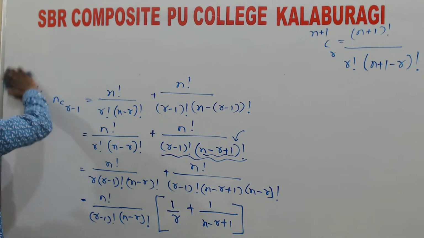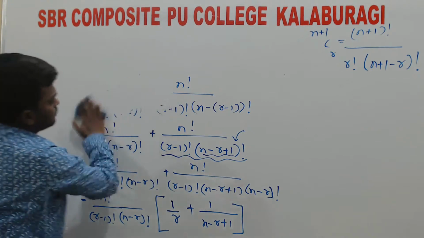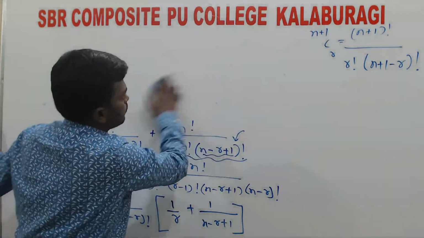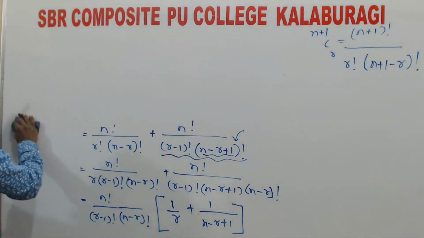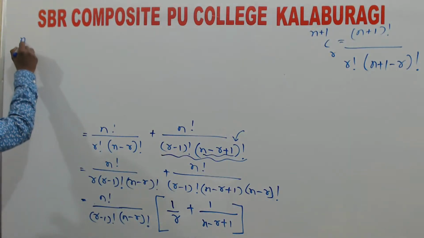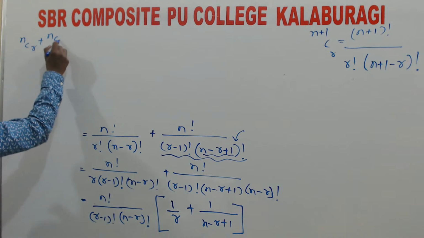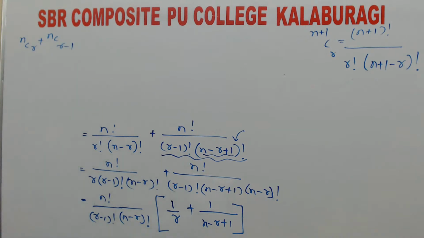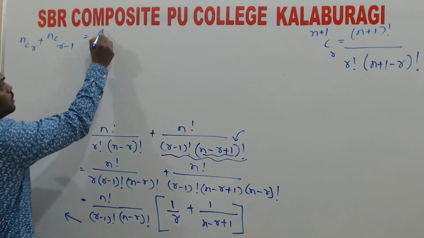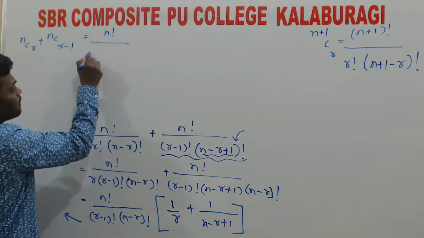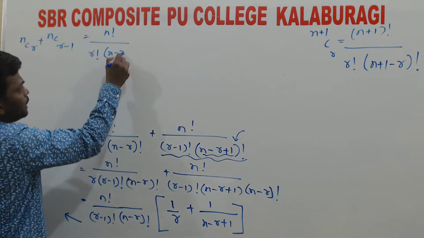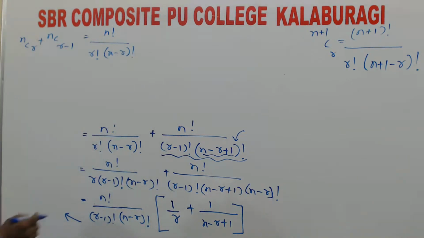So let me erase this. So what was our left hand side? nCr plus nCr minus 1, nCr plus nCr minus 1. So which is equal to, from here students, n factorial by r factorial into n minus r factorial.